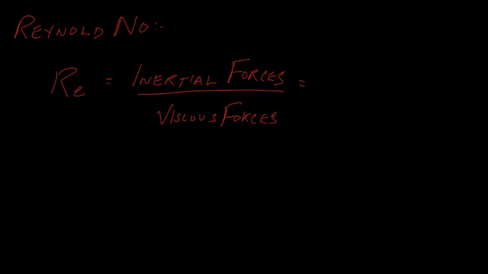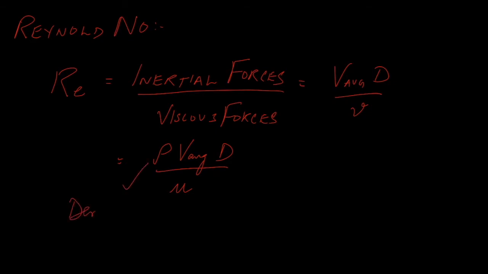And the formula is V average into diameter whole divided by kinematic viscosity, or if you want to convert it into dynamic viscosity, this comes out to be density times V average times diameter whole divided by mu. So here rho is density, d is the internal diameter of the pipe, and this is the average velocity.